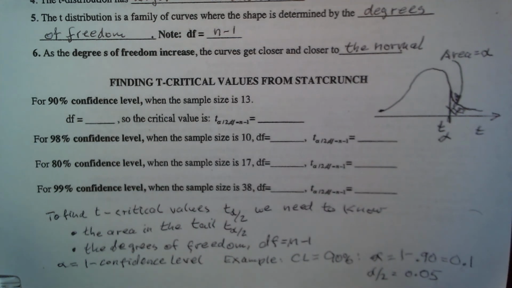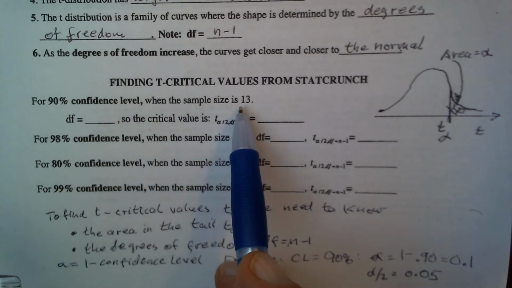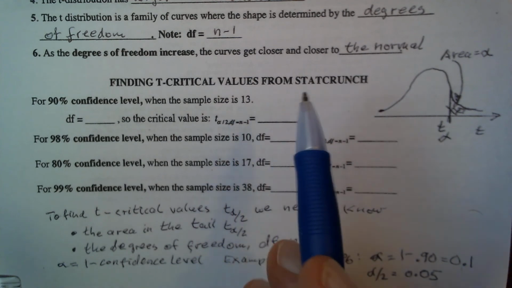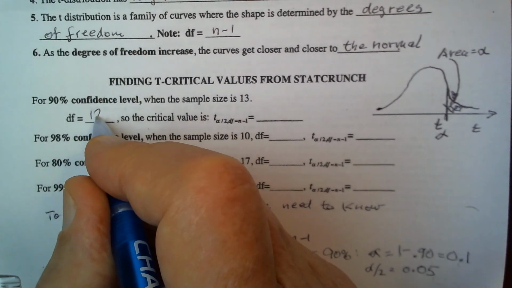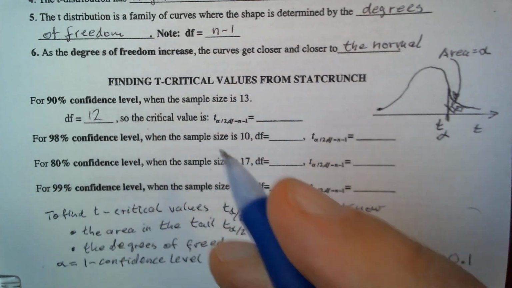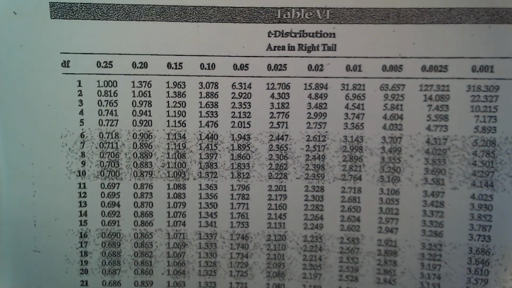So let's find the critical value for a 90% confidence level when the sample size is 13. In other words, the degrees of freedom would equal 12. We're going to look it up in a t-distribution table. Here is an example, and you can print them out. They're available online everywhere.